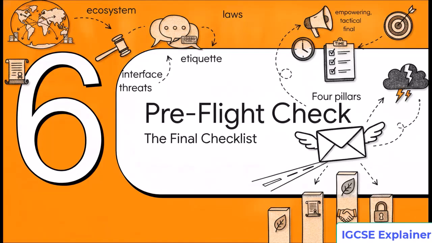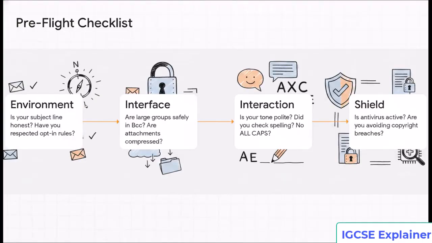Well, we made it to Section 6, the pre-flight checklist. We've mapped the ecosystem, the laws, the interface, the etiquette, and the threats. Time for your final tactical briefing. Here is the concrete 4-step pre-flight procedure every digital pilot needs to execute before hitting send. Step 1, environment. Is your subject line honest? Step 2, interface. Are large groups properly hidden in BCC? Step 3, interaction. Is your tone polite and spell checked? And step 4, shield. Is your antivirus actively running?